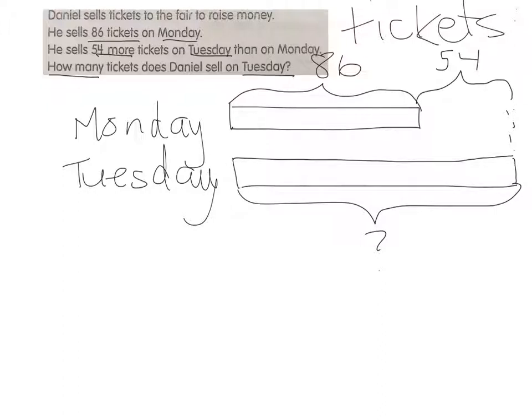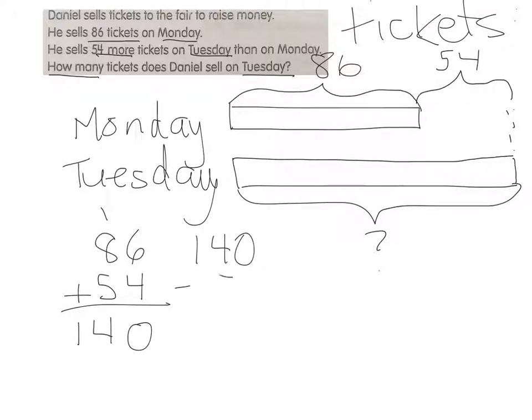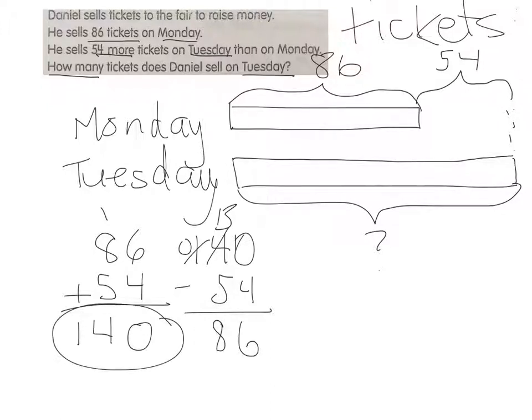Now, in order to find the value of that whole Tuesday bar, students know that they need to add the two values, 86 plus 54. And we always ask students to check their work. And so I know that my answer is 140.